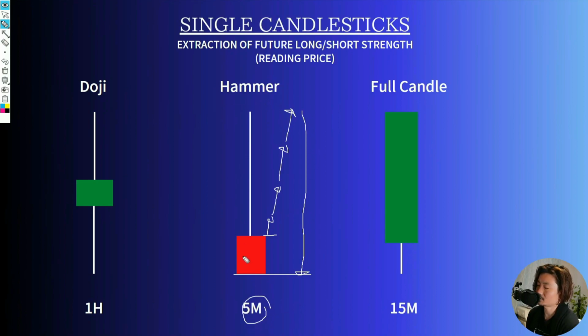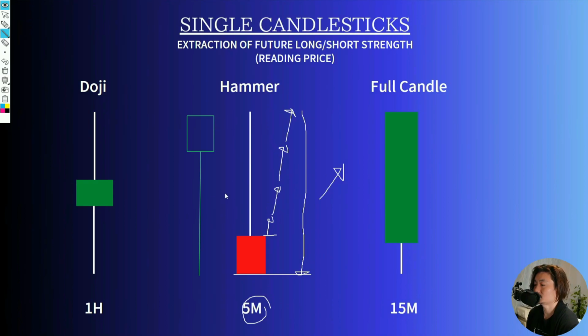Okay, and a hammer can also be used to provide future long strength, right? So you just have to reverse this. So if you want a hammer that shows future long strength, you want a green body with a very low wick on the downside.